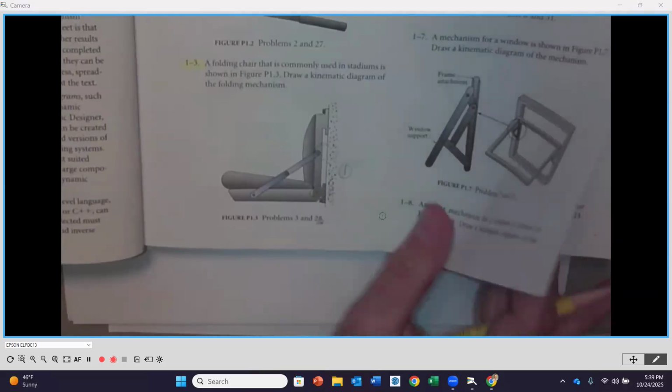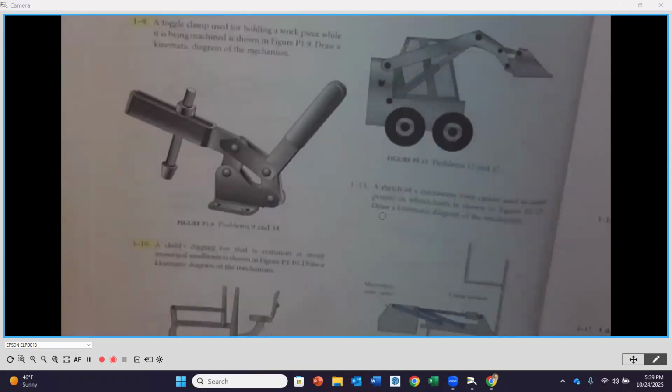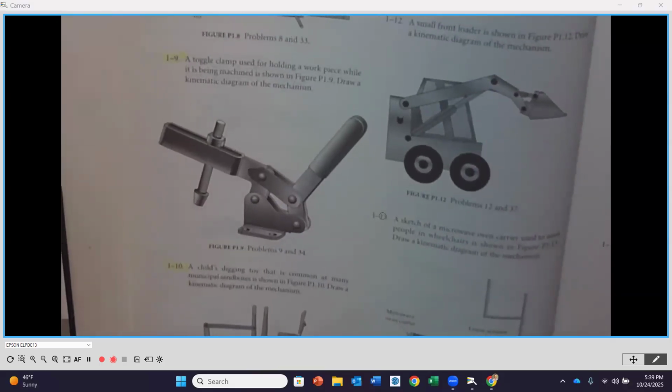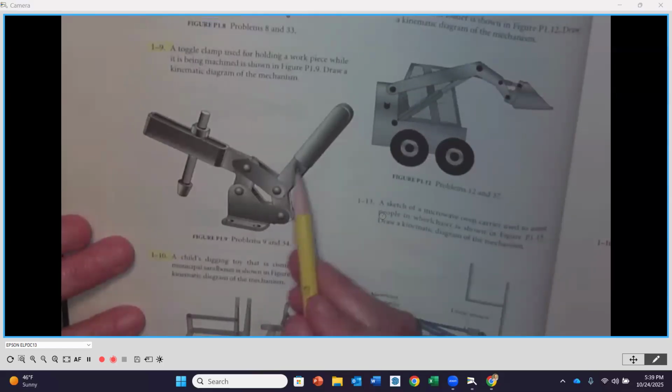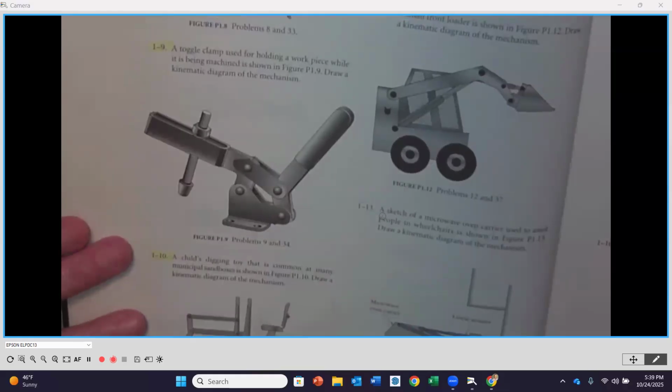Okay, since there aren't any takers for that one, I'm going to turn the page. And our next problem is the toggle clamp 1-9. Here we have a toggle clamp, and it's used to hold down a workpiece that's being machined. Draw the kinematic diagram of the mechanism. So this is going to be similar to the other toggle clamps that we saw when we did our practice problems. And in this case, the handle is just configured a little bit differently. And then the part out here might look a little bit different as well.